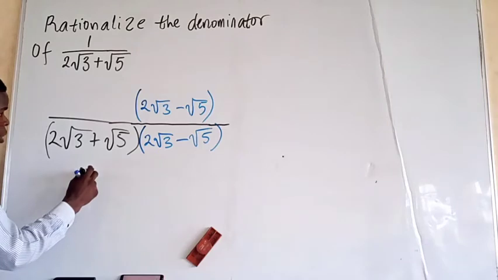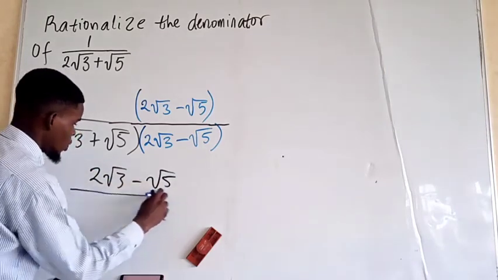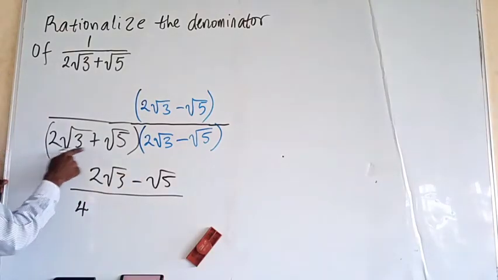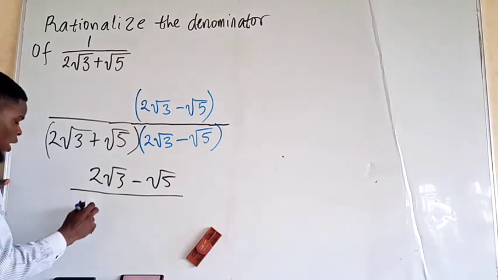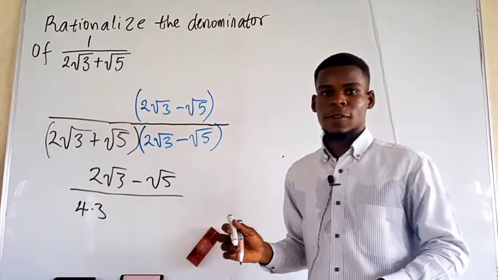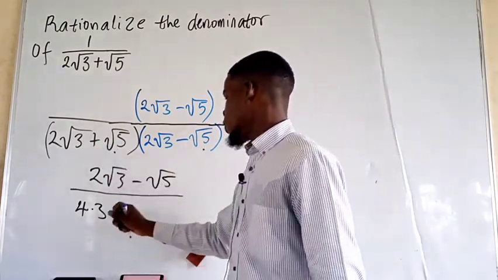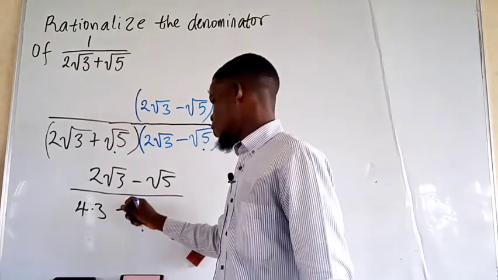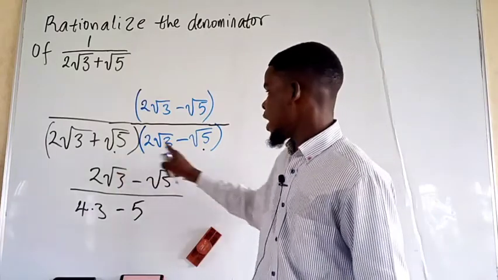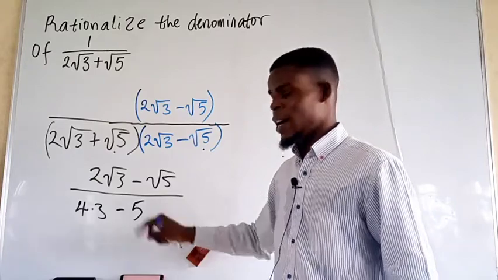So this is it. We're going to have 2 root 3 minus square root of 5. Then at the bottom, we multiply 2 with 2, you're going to have 4. Root 3 times square root of 3 is square root of 3 squared, which is just 3. And again, we multiply this with this, you're going to have negative square root of 5 squared, that is negative 5. This times this will give us square root of 5 squared, which is just 5, right?